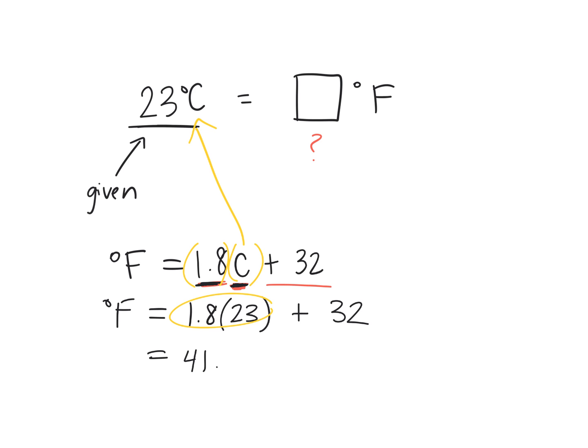Yes, 41.4, and then we have to add the 32. What's 41.4 plus 32 equals what? Yes. 73.4. So that means that if the temperature is 23 degrees Celsius, that means that it is 73.4 degrees Fahrenheit.